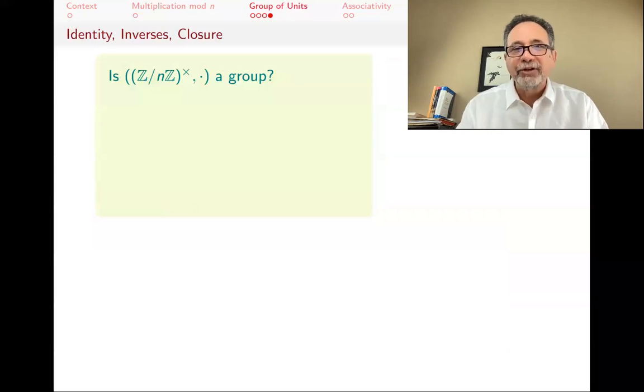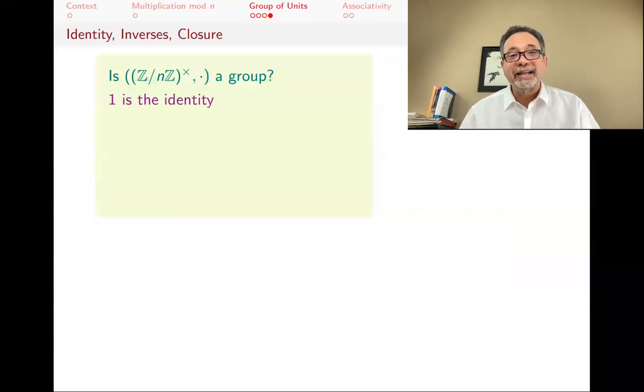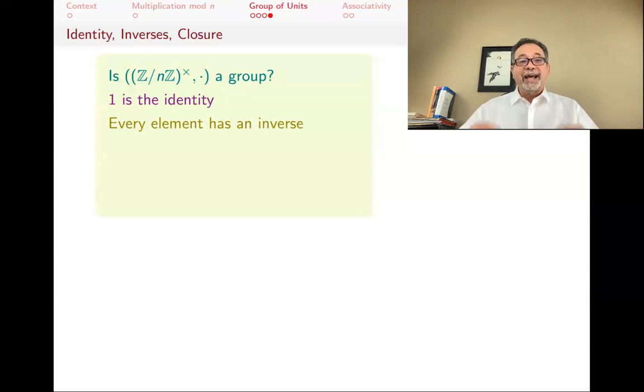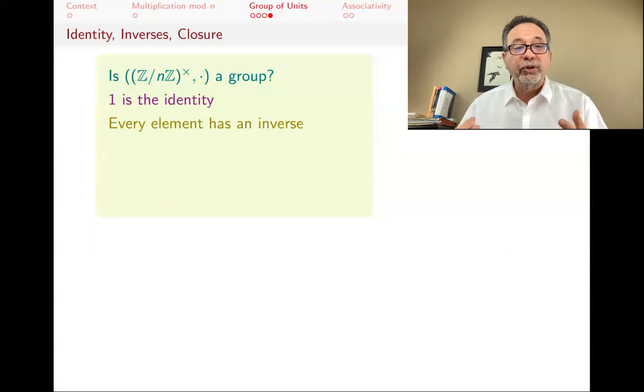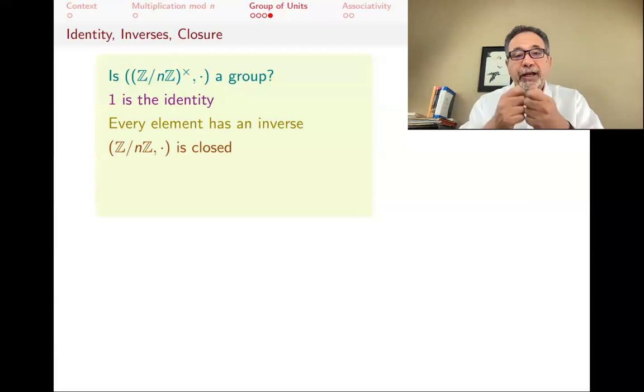Is the group of units actually a group? Of course it is. Otherwise, I wouldn't call it a group of units. But let's make sure that's the case. Well, it has an identity. Group of units consists of elements of Z mod NZ that are invertible. So every element has an inverse because we threw out everything that didn't have an inverse. Now, Z mod NZ with multiplication is closed. You multiply 2 things, you take the remainder mod n, you end up in there because of the division algorithm.